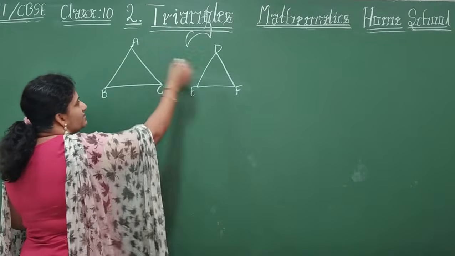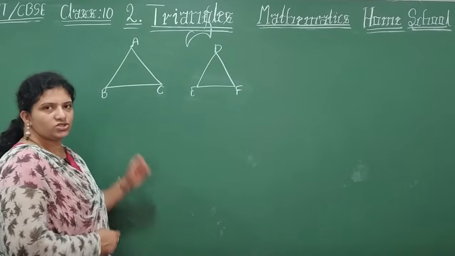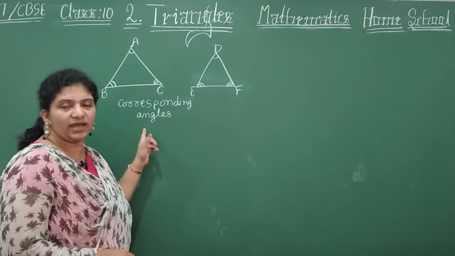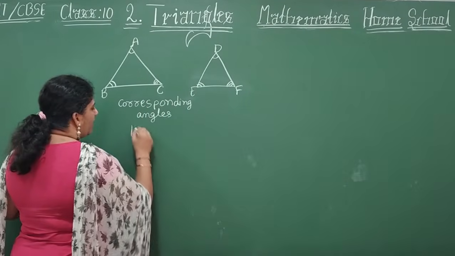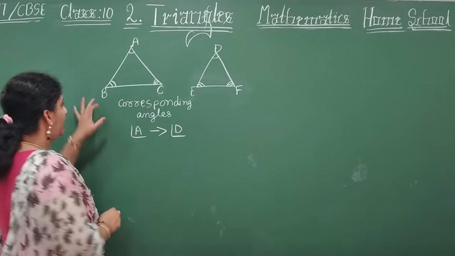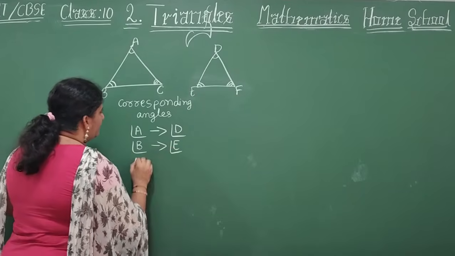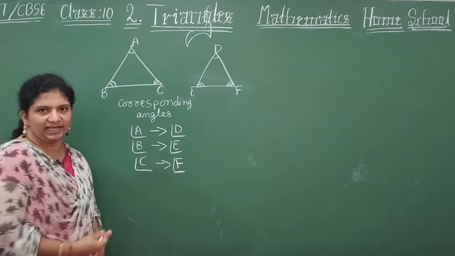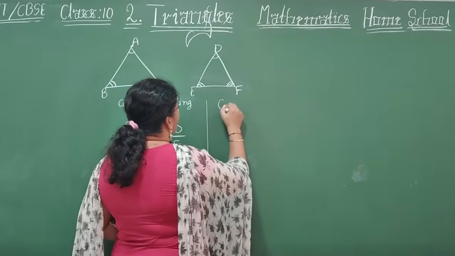Look here, children, you can see the two triangles here, ABC and DEF. Observe carefully. We are now comparing corresponding angles. Angle A corresponds to angle D. Then angle B corresponds to angle E. Then angle C corresponds to angle F. Next, what is the next comparison we are doing here?